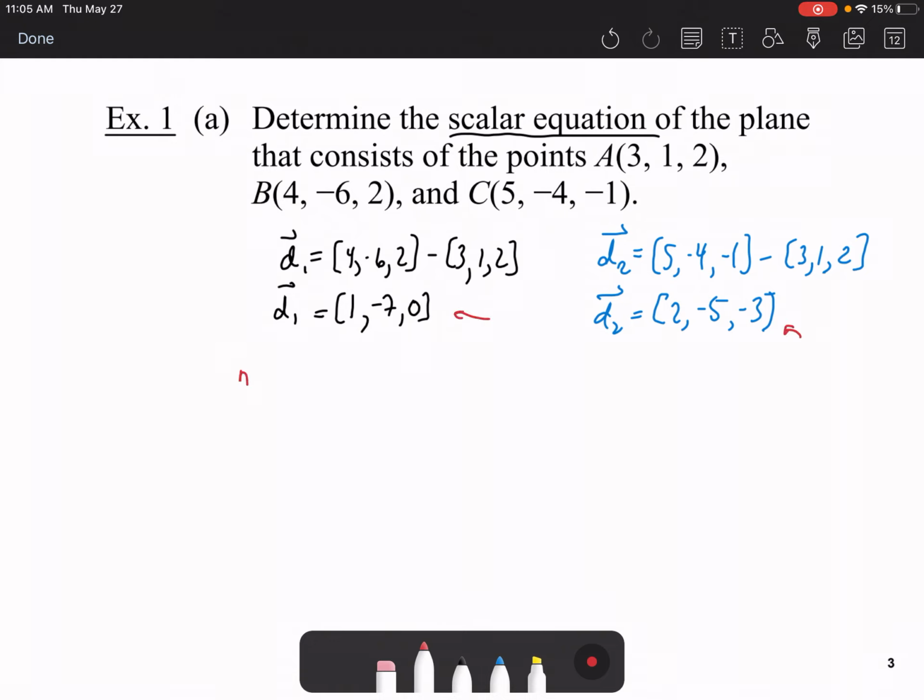So, in order to calculate my normal, I'm just going to take the cross product between these two. I'm going to use my little trick, so I'm going to write 1, -7, 0, 1, -7, 0 off to the side, and 2, -5, -3, and 2, -5, -3. Again, this is how I work a cross product here. So I get the value of 21 minus 0. I get 0 plus 3. And I get negative 5 plus 14.